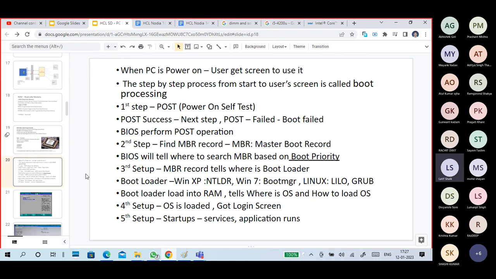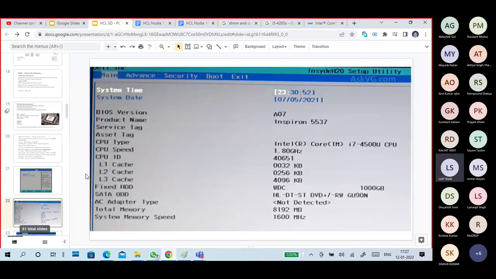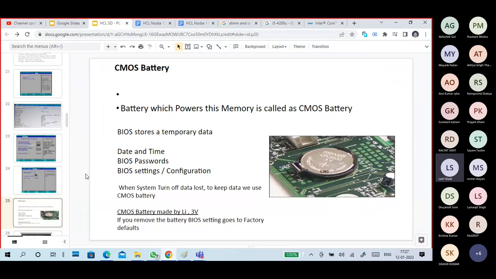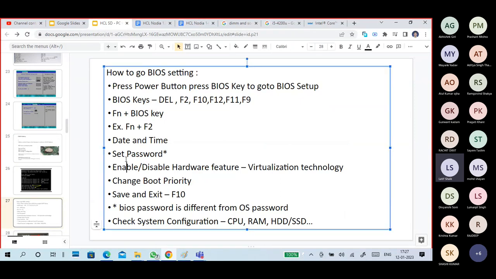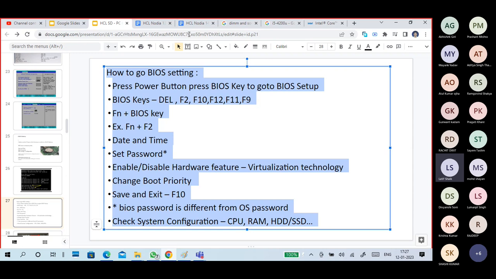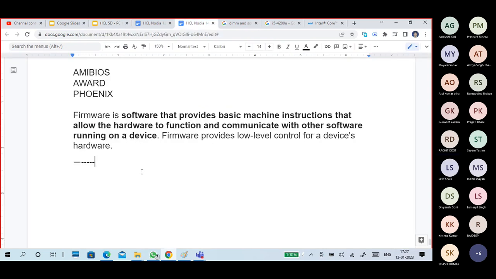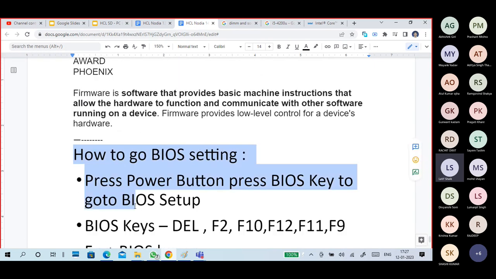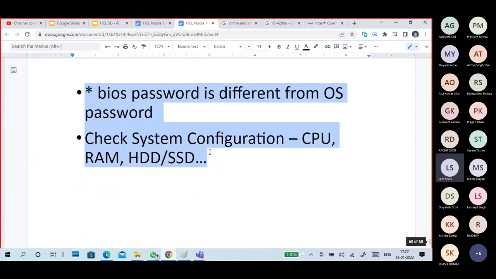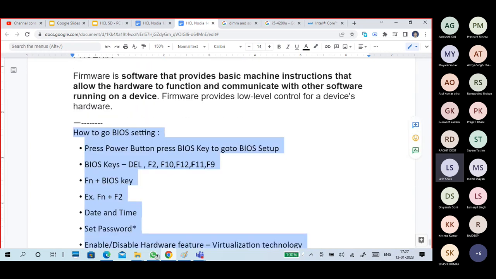Guys, this is a small part of the boot processing part. Now I'm not going into the boot processing part. I'm going to the BIOS settings part. The BIOS in our system is not just a chipset. We can also manage certain things in the BIOS by going to its BIOS settings.